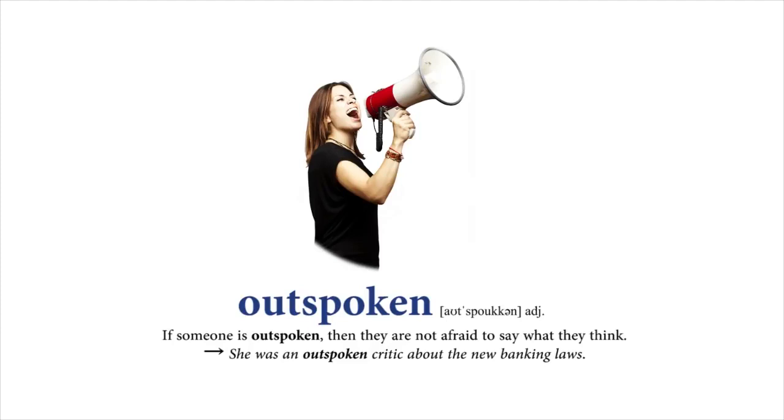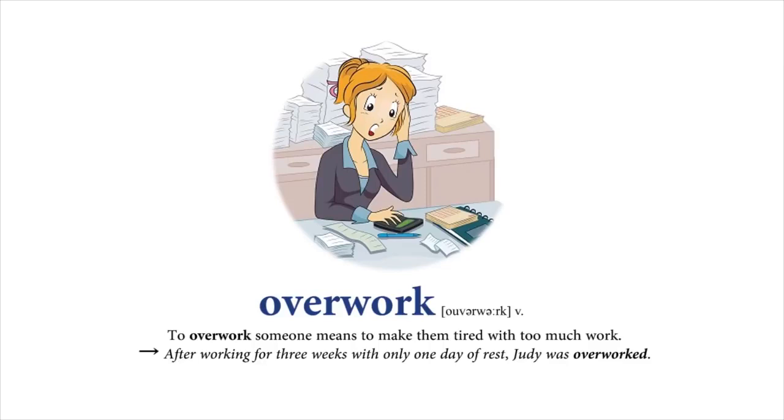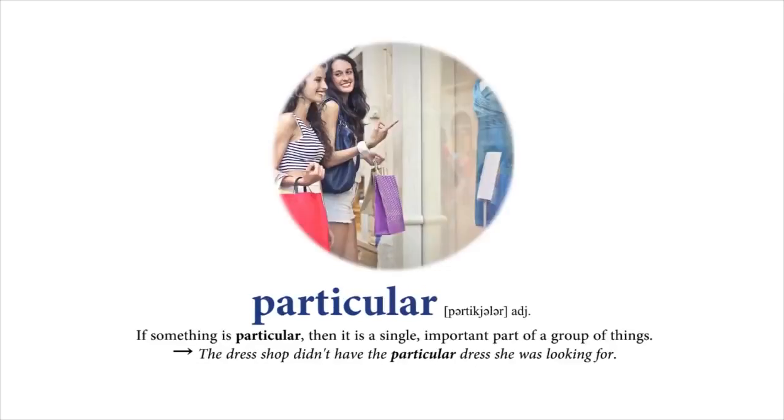Outspoken. If someone is outspoken, then they are not afraid to say what they think. She was an outspoken critic about the new banking laws. Overwork. To overwork someone means to make them tired with too much work. After working for 3 weeks with only 1 day of rest, Judy was overworked. Particular. If something is particular, then it is a single, important part of a group of things. The dress shop didn't have the particular dress she was looking for.